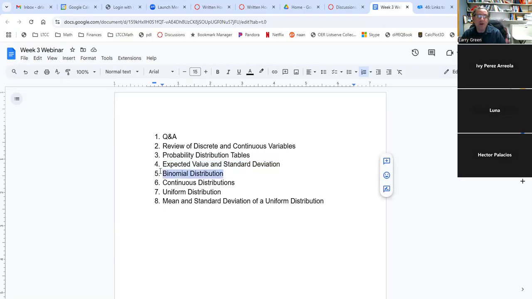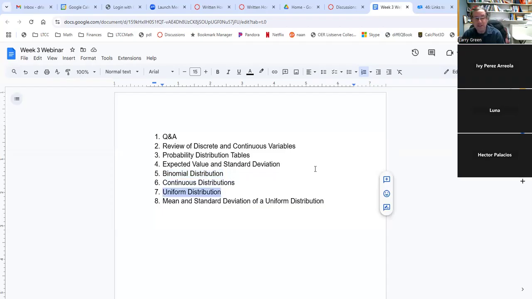Then we're going to move on. We're going to look at the binomial distribution. We've talked about the normal distribution a little bit, but really the binomial is the first distribution we're actually going to do computations for. Then we'll look at continuous distributions in general and talk about what they mean. And then we'll look at the uniform distribution.